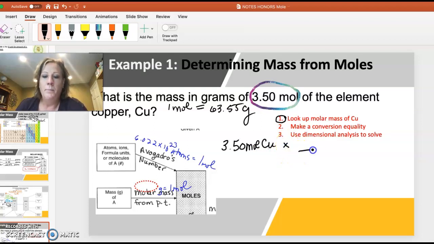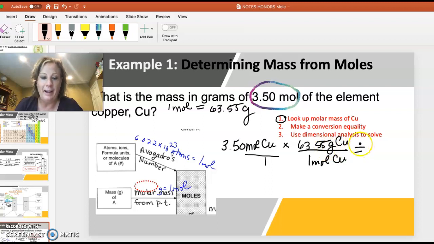Then I would put, 1 mole of copper has 63.55 grams of copper in it. So this is over 1. If you want to continue that, it's up to you. So then I would just take 3.50 times 63.55.